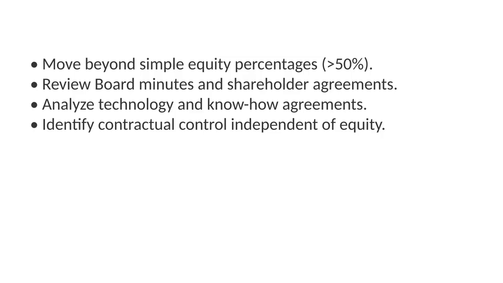Now, how do we actually prove control, joint control, or significant influence? It's not always just about owning more than 50% of the shares. You should examine the board minutes, read through shareholder agreements, and look at technology or know-how agreements. Sometimes, control is established through a contract rather than just equity.